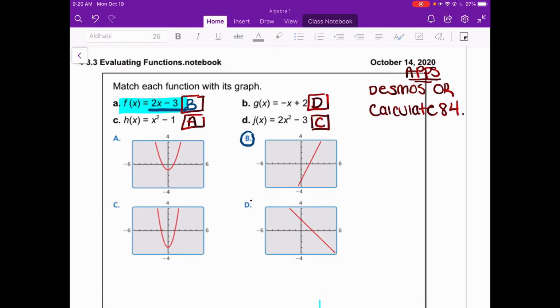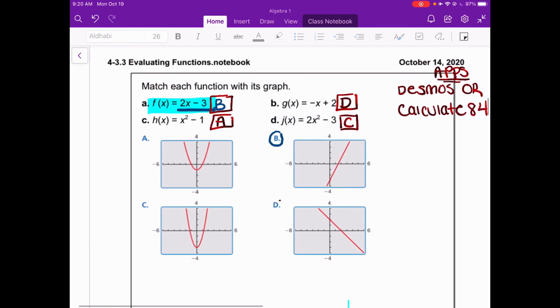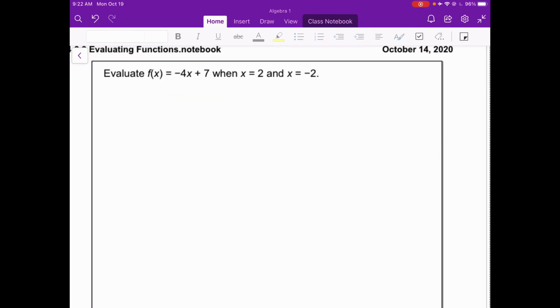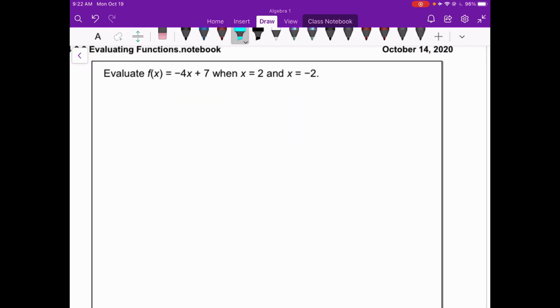So hopefully you graphed each of those in your calculators and notice that A matched with B, B matched with D, C matched with A, and D matched with C. All right, the next problem says evaluate f of x equals -4x plus 7 when x equals 2 and x equals -2. This is just like the warm-up and just like problems you've done last year. The only difference is the notation.